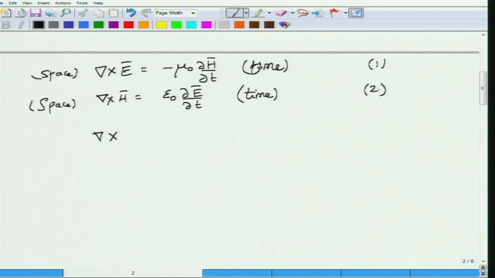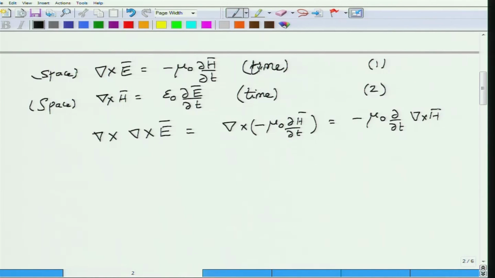1 corresponds to Faraday's law. So I have curl of electric field is equal to curl of minus mu 0 del H by del T. Now I can take curl inside this bracket and interchange del by del T and curl operations. So I get minus mu 0 del by del T curl of H. But I know what curl of H is from equation 2. So that is equal to minus mu 0 del by del T of epsilon 0, which being a constant can be pulled out, and then I have del by del T of del E by del T, which becomes del square E by del T square. This is the right hand side of this expression.